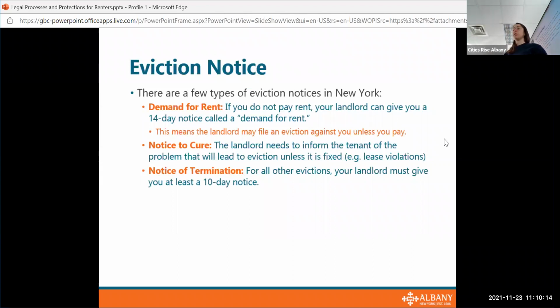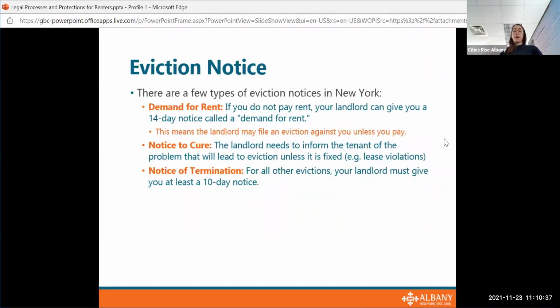When it comes to eviction notices, there are a few different kinds that we see in New York. The most common in Albany would be a demand for rent. This would essentially be if you haven't paid rent, your landlord can give you a 14-day notice that says if you don't pay within the next 14 days, your landlord is intending to file an eviction against you.